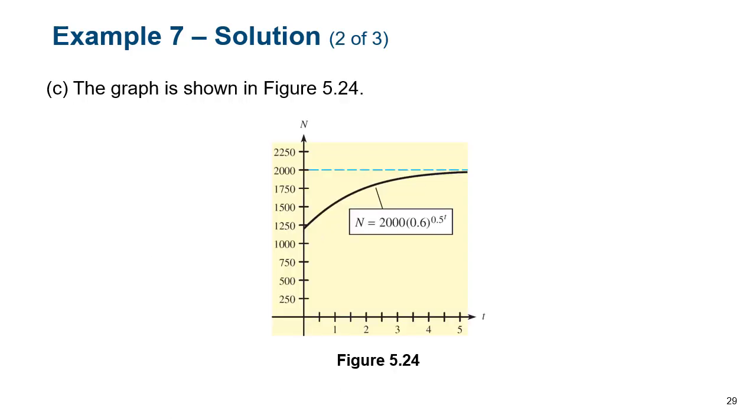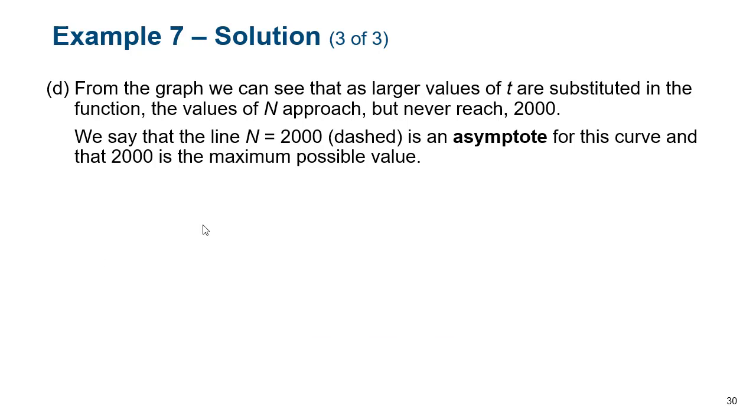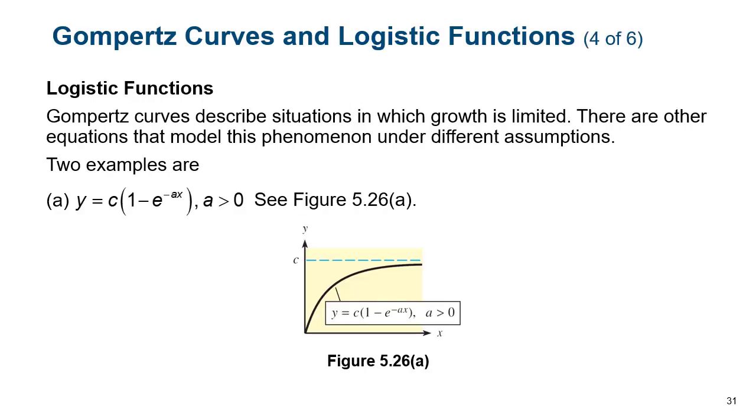We can graph the function, and we know that 2,000 is the asymptote. It's also the number that's in front of it, and we know that 2,000 is the maximum possible value for employees, right? You're going to have a maximum number of employees because you just don't have enough space for them at some point. How about logistic functions?